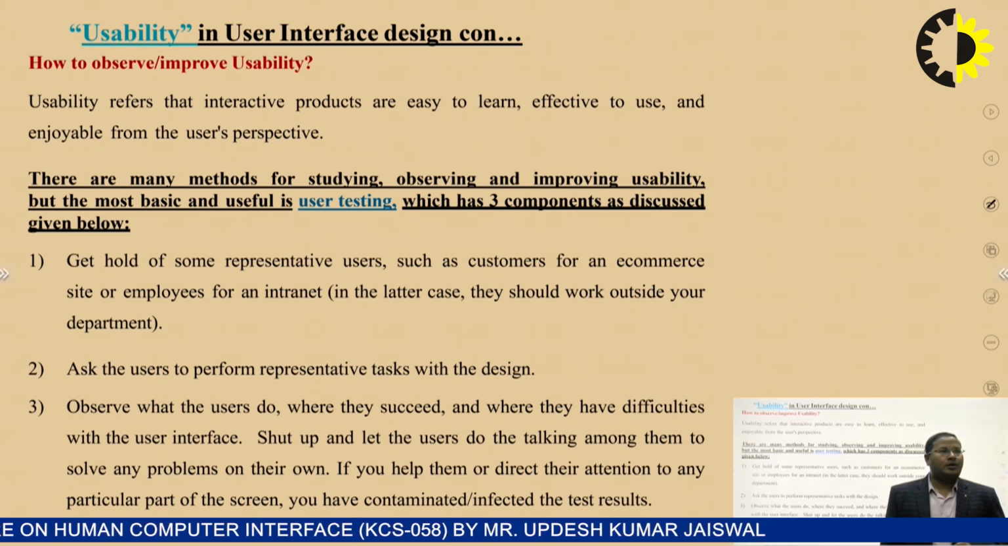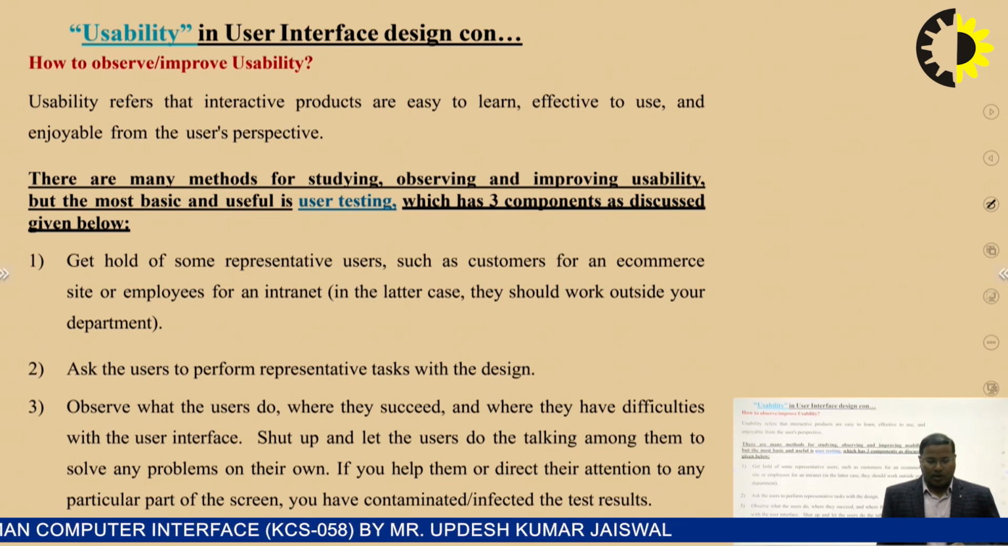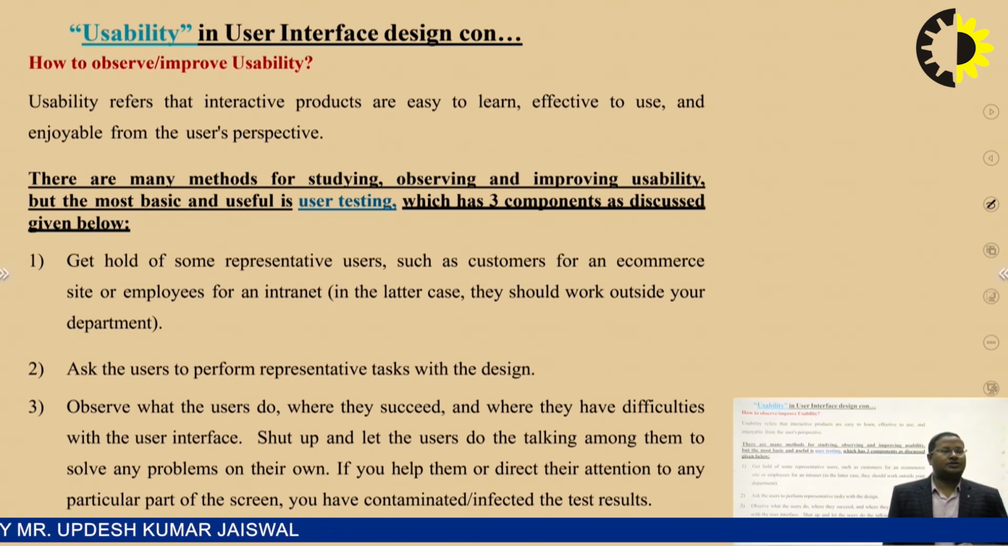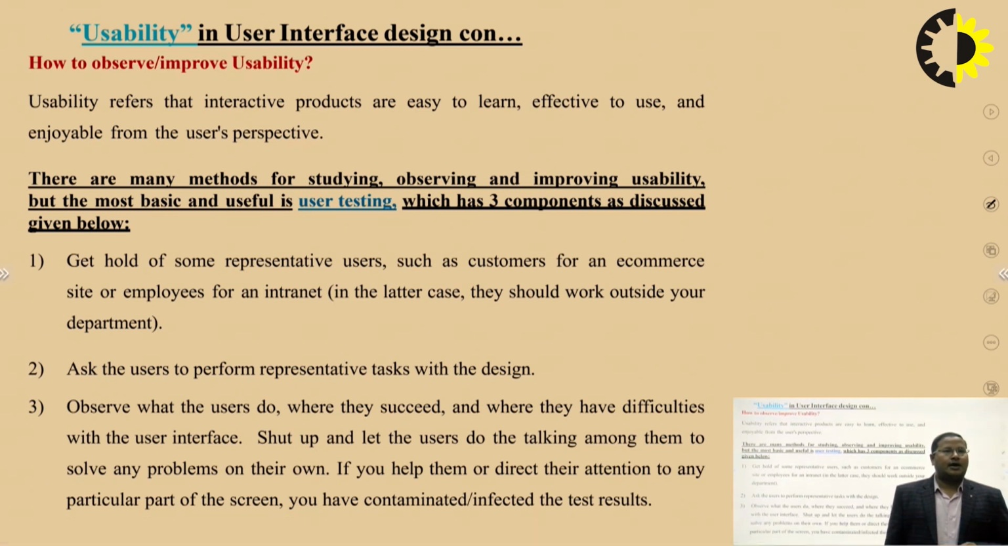How to improve the usability, how to observe the usability. Usability refers to interactive products being easy to learn, effective to use, and enjoyable from the user's point of view. There are many methods for studying, observing, and improving the usability of the user interface. But the most basic and useful is user testing, which has three components. So we can say to perform user testing, three activities are performed. I am going to discuss those activities below.